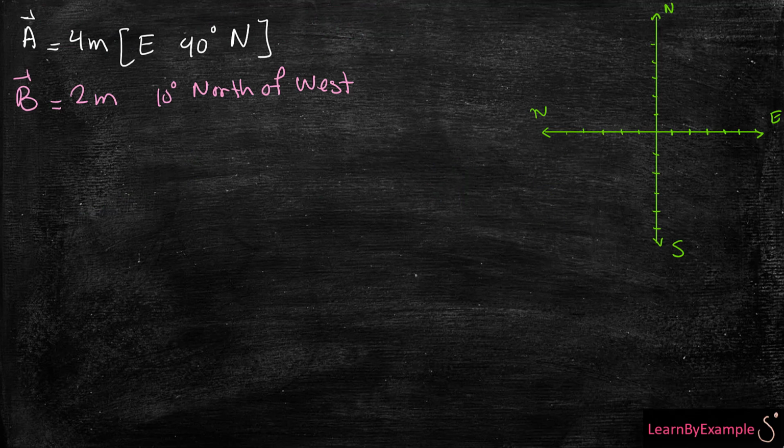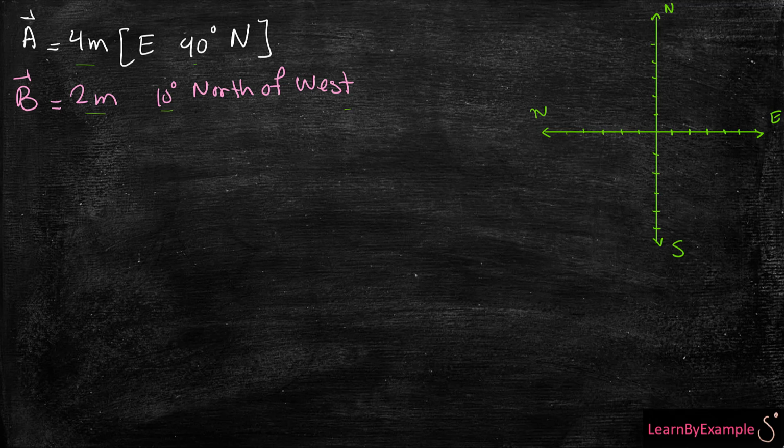We can actually use vector addition in physics, for example, to find displacement. So let's say I have two vectors that represent where and how I have traveled. Vector A is showing me I've traveled 4 meters east 40 degrees north, and B is 2 meters 10 degrees north of west. So first of all, let's draw this on my plane here and see how they're going to look.